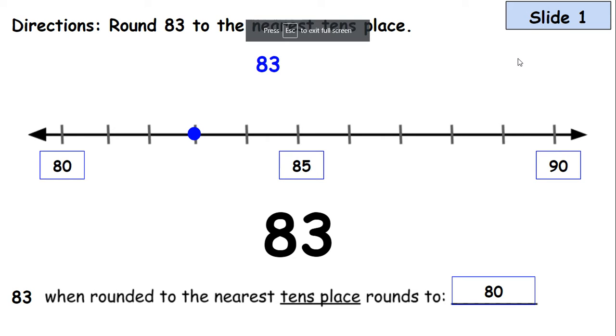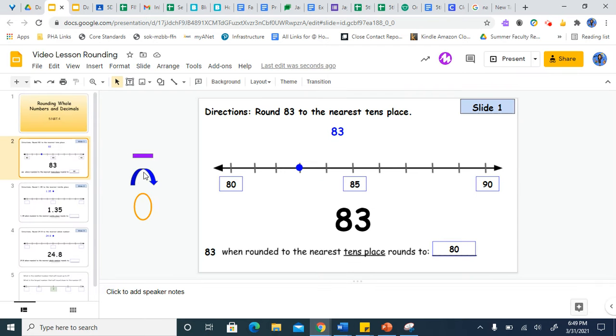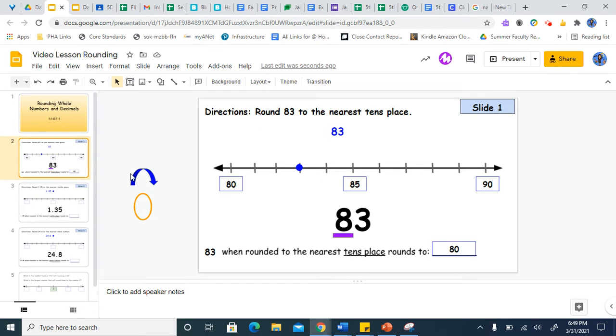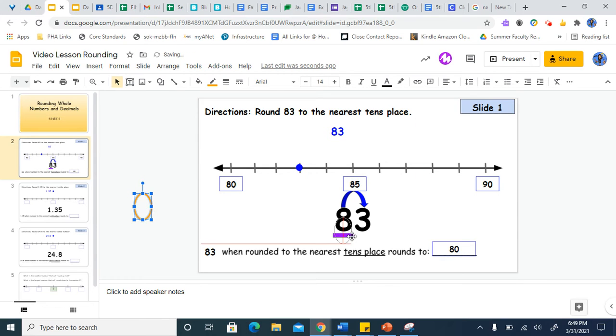Now let's use the other strategy. When we're rounding 83 to the nearest tens place, what we're going to do first is underline the tens place so that we know which digit we're going to be focusing on. So I'm going to drag my underlining rectangle under the 8. Now I look to the digit to the right of the 8. The digit to the right would be the 3 in the ones place. So I'm going to drag the arrow so that it's looking at the 3 in the ones place. And now I'm going to circle the 3 so that I know which number I'm looking at.